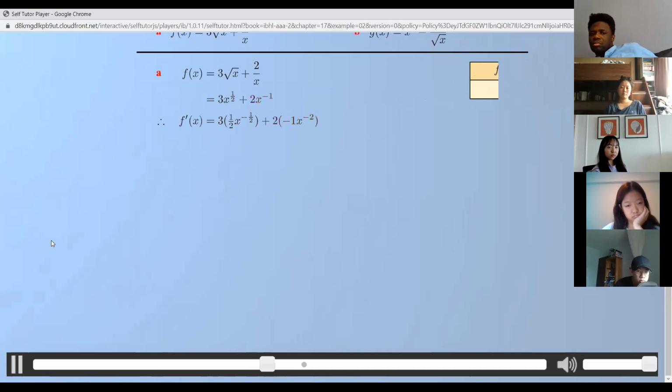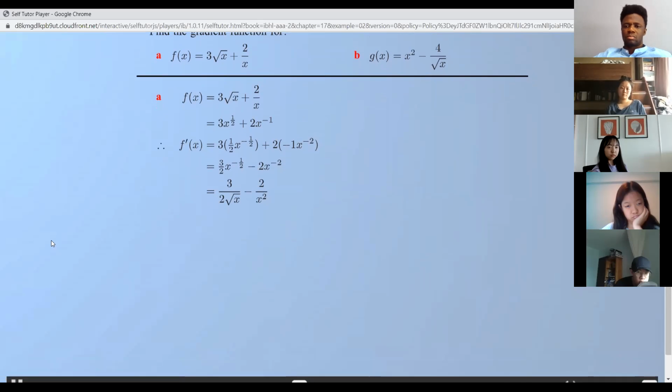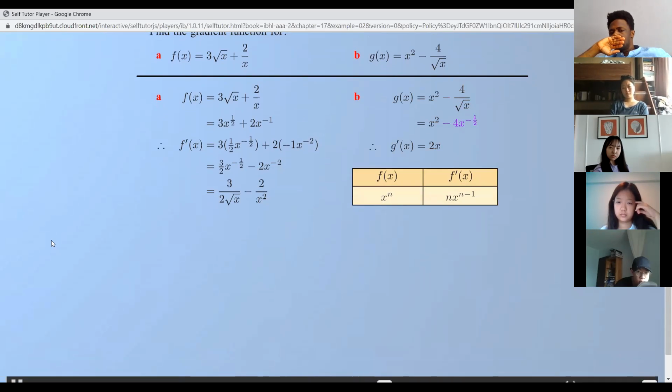In part B, we start by writing the second term as a constant multiplied by a power of x. The derivative of x squared is 2x. To find the derivative of minus 4 times x to the minus a half, we write the minus 4 in front. Then we have minus a half times x to the minus 3 over 2. We expand the brackets, then remove the negative exponents by writing the terms as fractions.